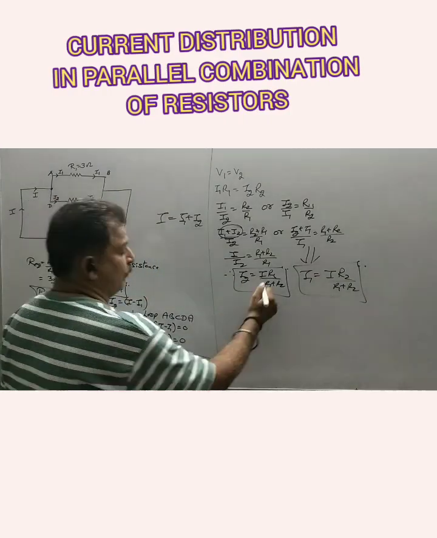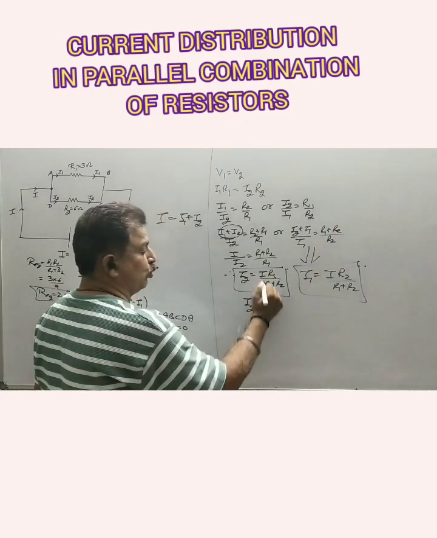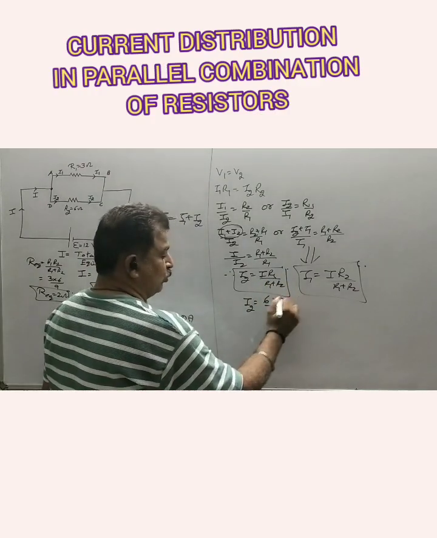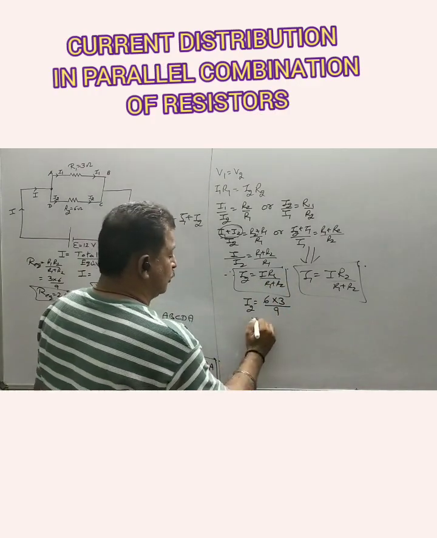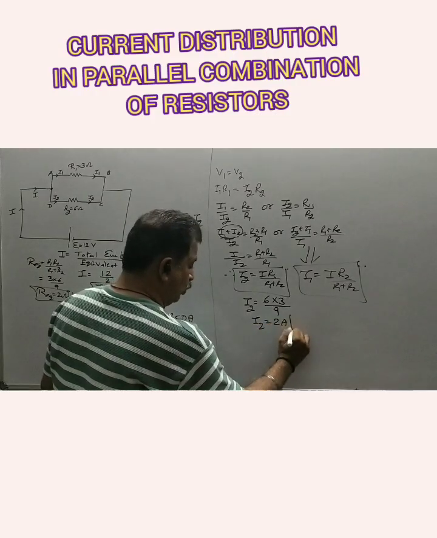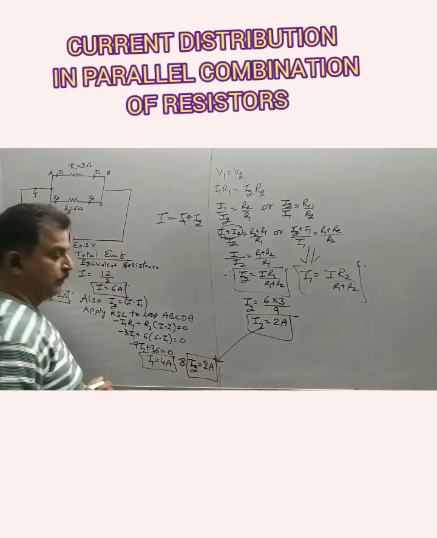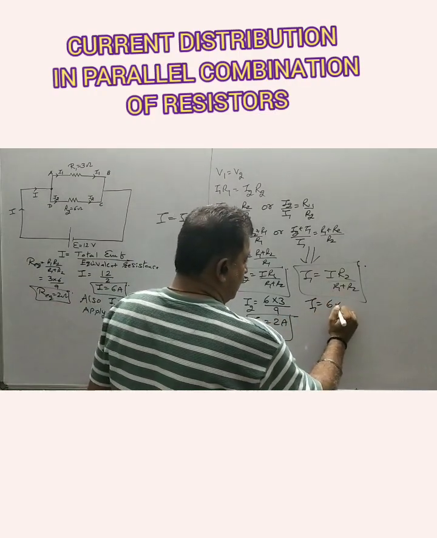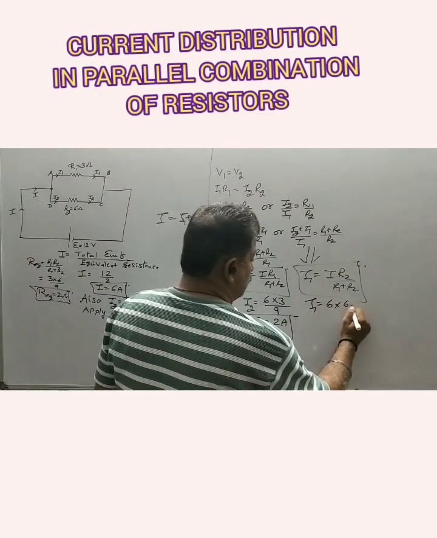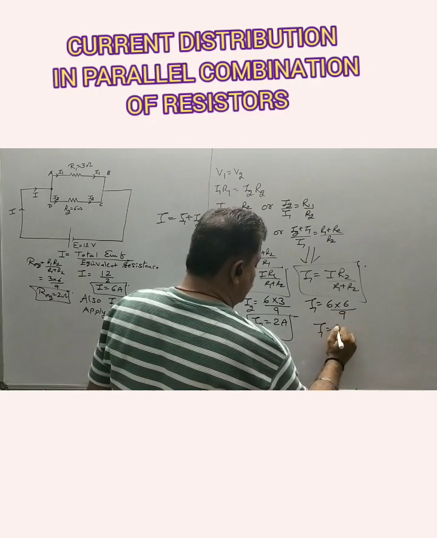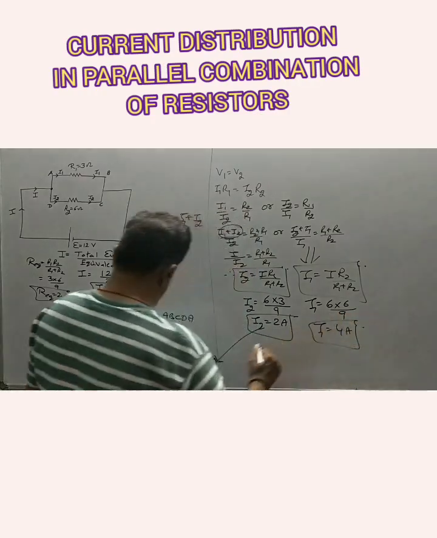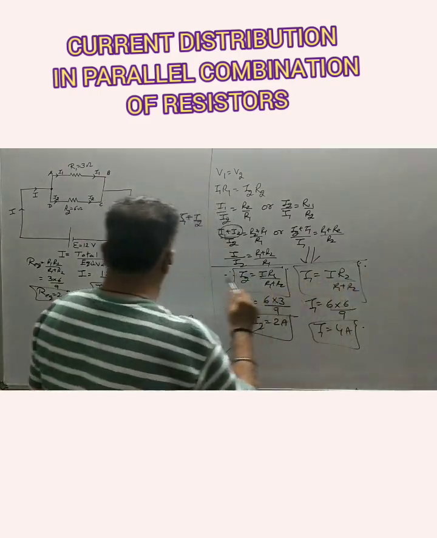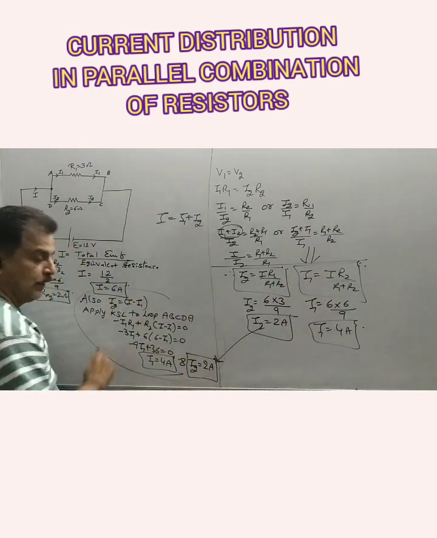Now directly let us apply this formula. So I2 is equal to total current which was 6, times R1 which was equal to 3, divided by total resistance, that is equal to 9. So I2 comes out to be 2 ampere. And I1 is equal to total current, that is 6, times R2, that is 6, divided by 9. So I1 comes out to be 4 ampere, which is this value. So this is how you can directly apply the formula instead of doing all this calculation.